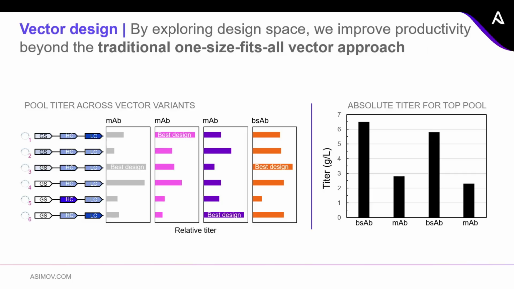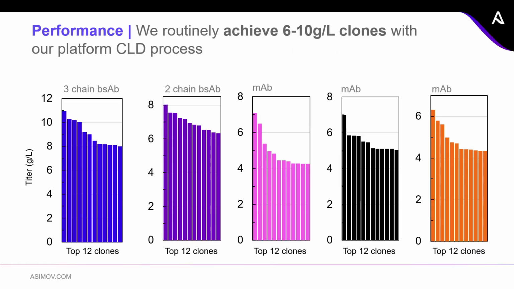And you can see on the right, this adjusts our absolute titer for our pools for those 4 molecules, where we're able to hit between 2 to 6 grams per liter for all 4 of these pools. And when we take that to the clone stage screen, we were able to find up to 6 to 10 gram per liter clones across all 5 of these molecules that we tested here.